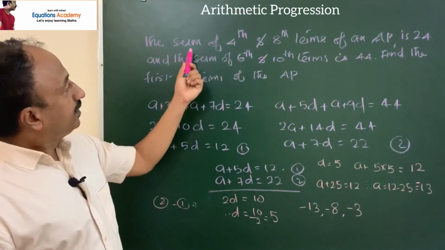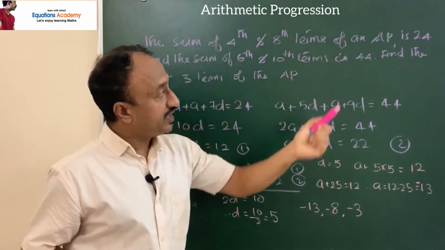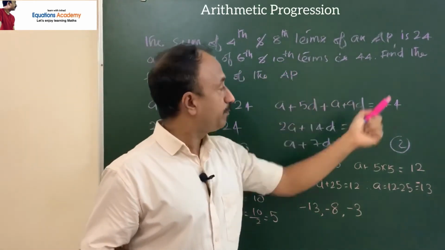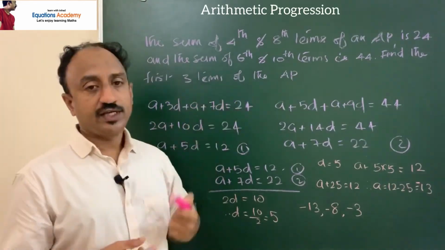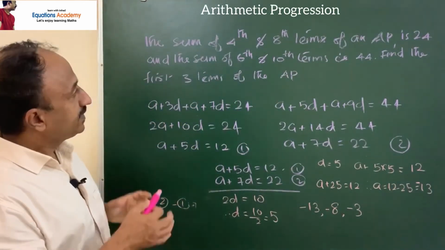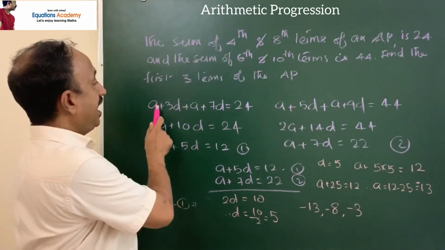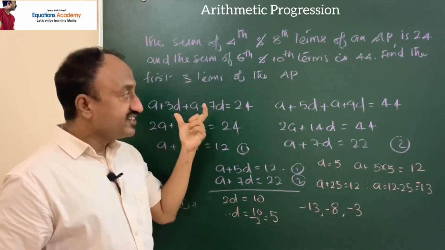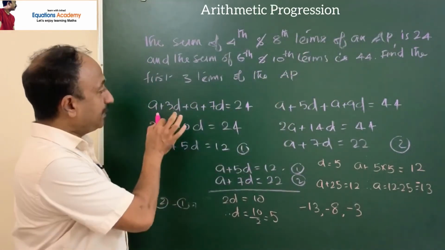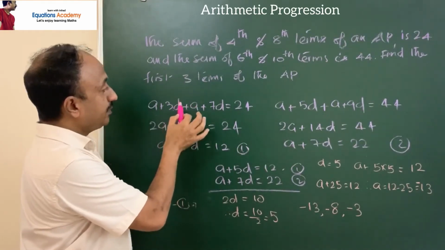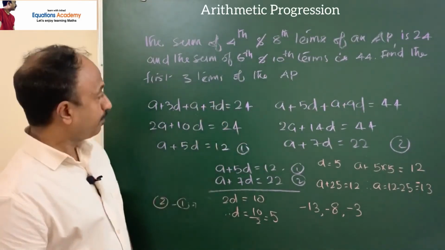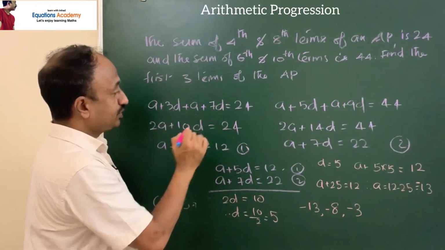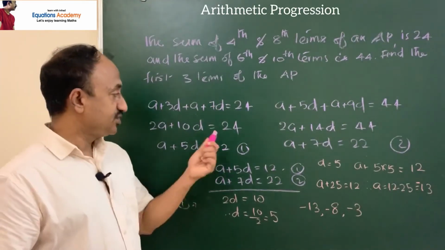Next question. The sum of the 4th and 8th terms of an AP is 24 and the sum of the 6th and 10th terms is 44. Find the first 3 terms of the AP. It is given that the sum of the 4th term, which is a plus 3d, plus the 8th term, which is a plus 7d, is equal to 24. So a plus 3d plus a plus 7d is equal to 24. a plus a is 2a, 3d plus 7d is 10d, equal to 24. 2a plus 10d is equal to 24.